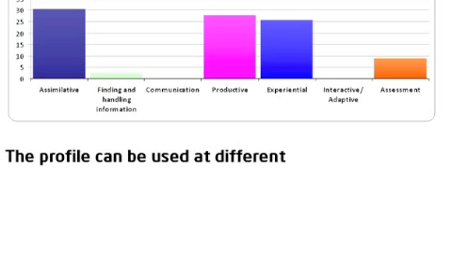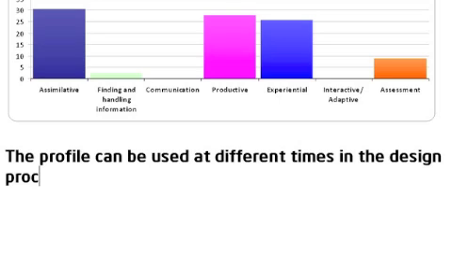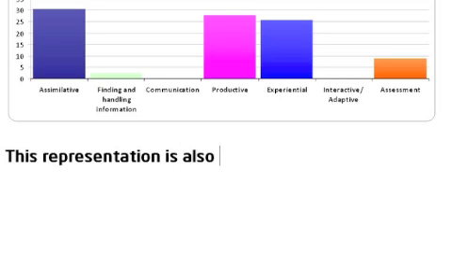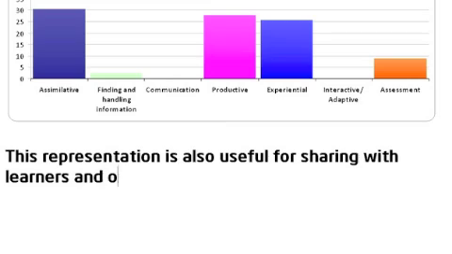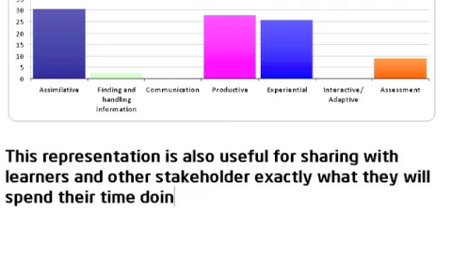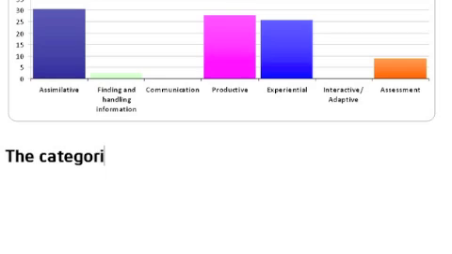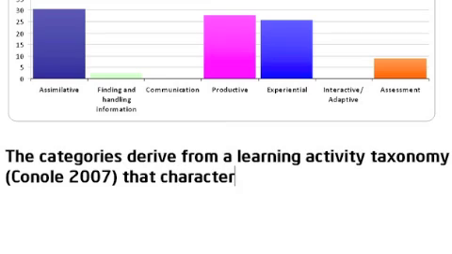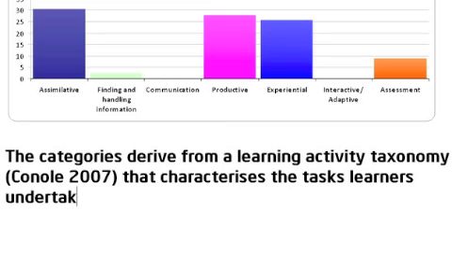The activity profile tool can be used at different times in the design process, from first ideas to evaluation and review. This representation is also useful for sharing with learners and other stakeholders exactly what they will spend their time doing whilst learning. The categories derive from a learning activity taxonomy that characterises the tasks learners undertake into 6 types.